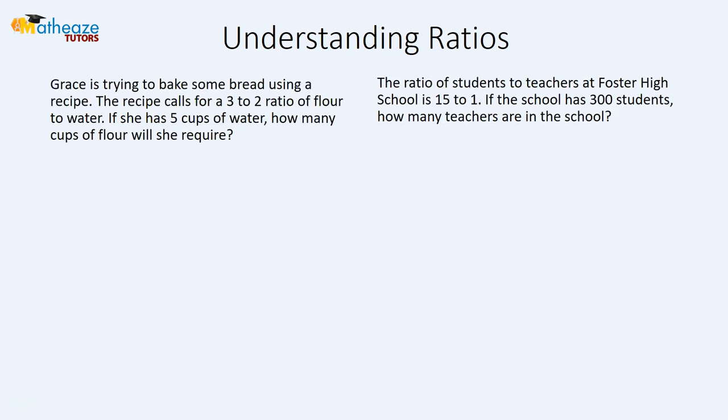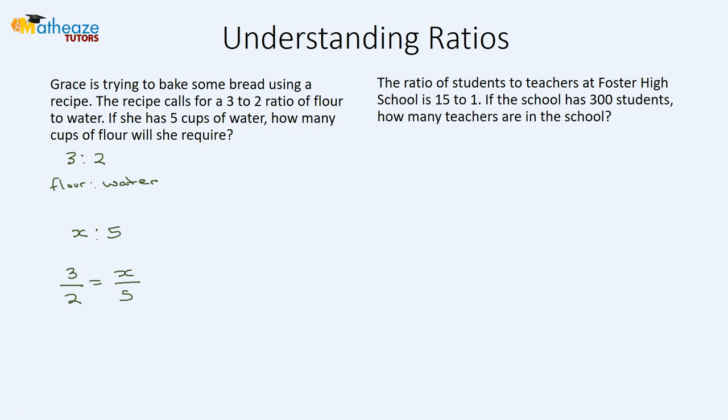Grace is trying to bake some bread using a recipe. The recipe calls for a 3 to 2 ratio of flour and water. So if she has 5 cups of water, how many cups of flour will she require? That's unknown. So what we can do here is say 3 over 2, that's our ratio, is equal to x over 5.